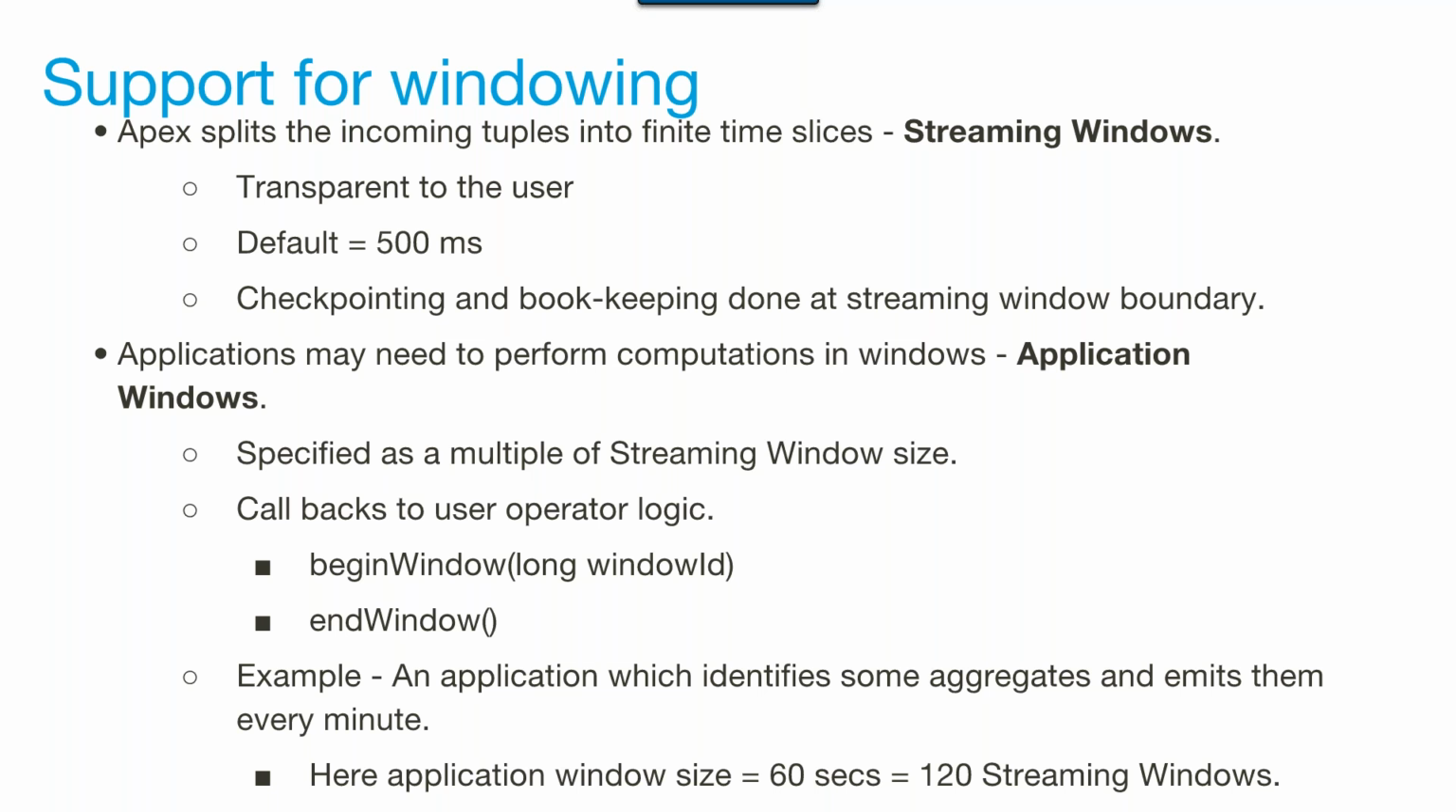For example, if you have an application which identifies some aggregations and emits every minute, this is your application. So here, the application window size becomes 1 minute, that is 60 seconds. That means 120 streaming windows.